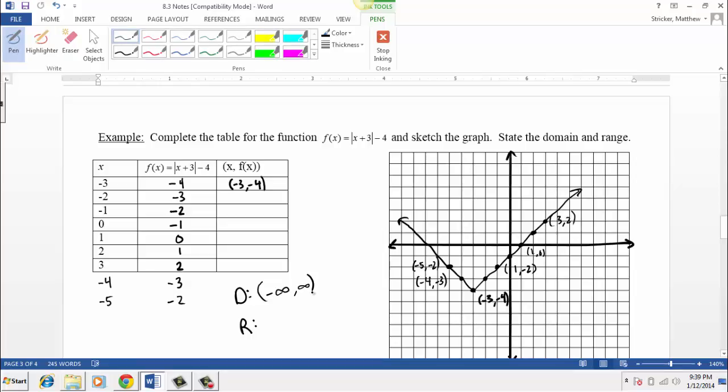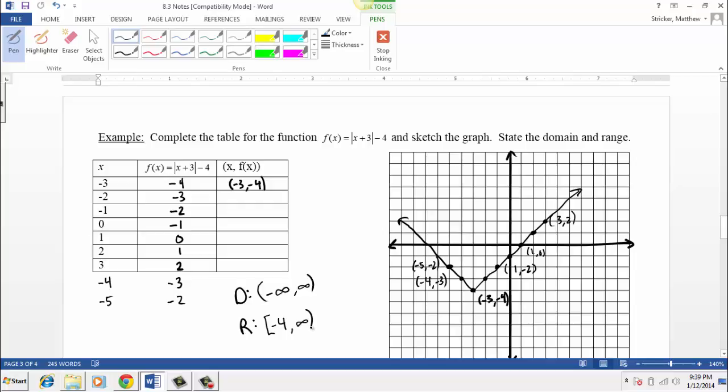But when I'm talking about the y's, the range here, it's not everything. Yes, the graph does continue to go up to positive infinity, but it stops down here. Where does it stop? It stops at negative 4. So the range is everything from negative 4 to infinity.